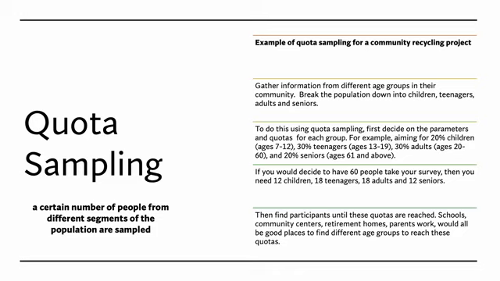And then I just need to go out and find those and get those quotas for each of those age groups. Now I could go to a school and find some kids, or around in my neighborhood and find some kids, maybe go to a senior center, talk to grandparents. I just want to make sure that I get those quotas.